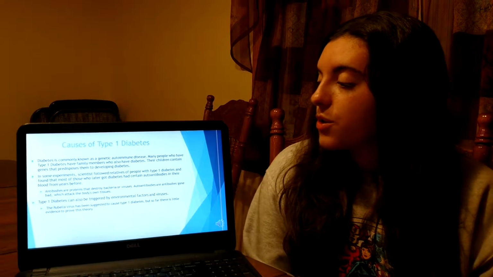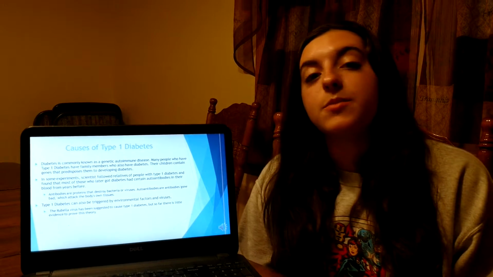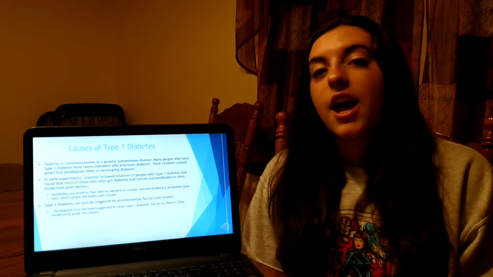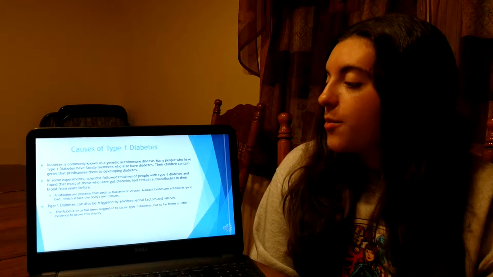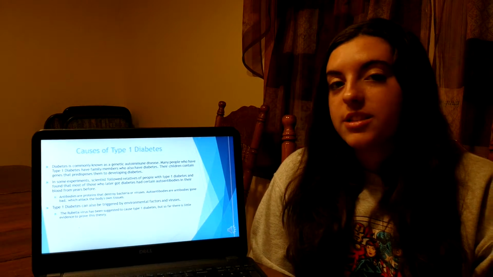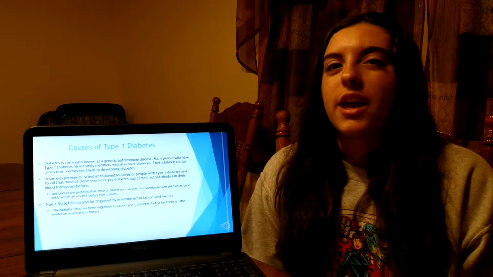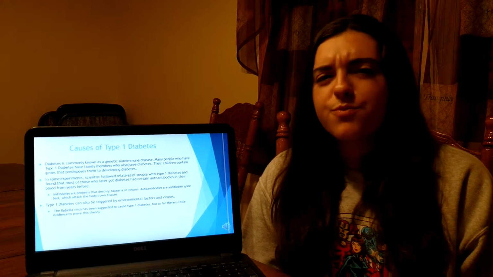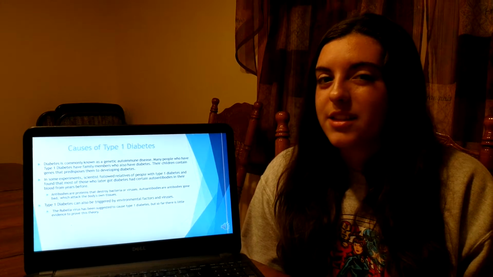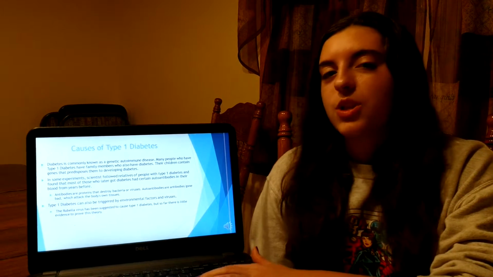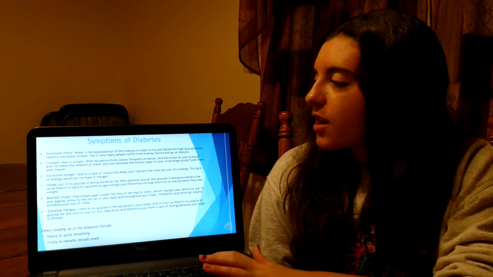However, they have also found out that type 1 diabetes can be triggered by environmental factors and also by viruses. The rubella virus has been suggested to be one of the causes of type 1 diabetes, but there's been no statistical evidence to fully back this theory yet. So there's a lot of research that can still be done.